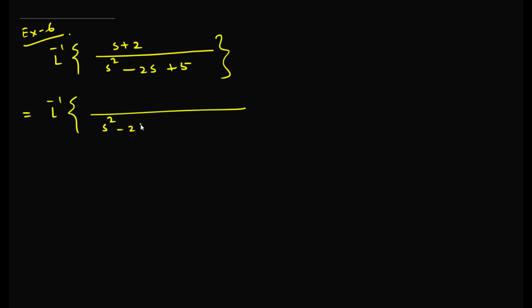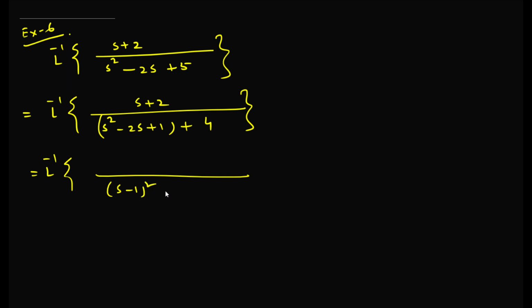s square minus 2s plus 1, and then plus 4. Okay, can you write like this? The same 5 we are splitting into 2 parts, 1 plus 4, and this is s plus 2. Then L inverse of, now see this part is nothing but (s minus 1) whole square plus 4, but here we have s plus 2. So let us write like this, s minus 1 plus 3. Okay, now it's a similar type, s minus 1, s minus 1.